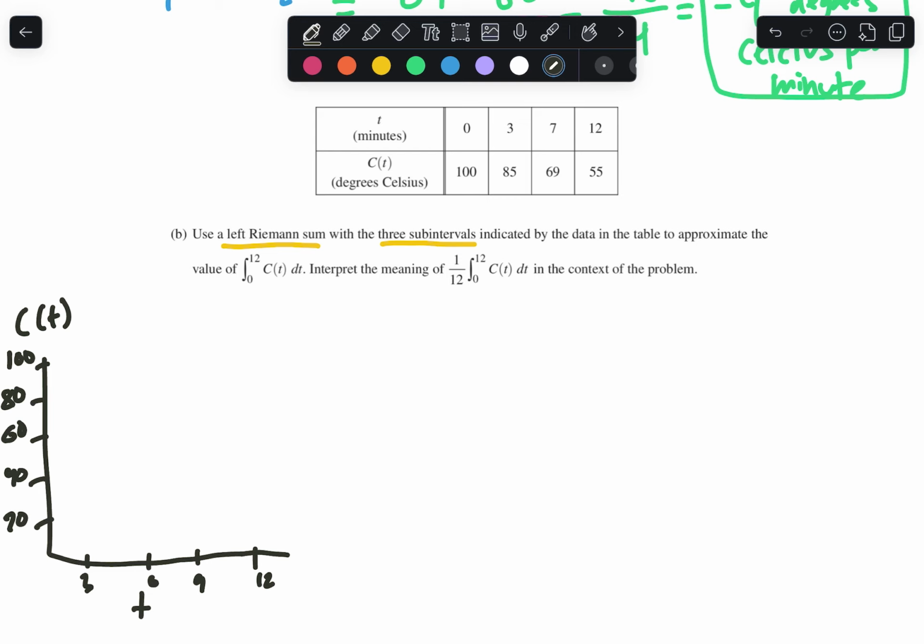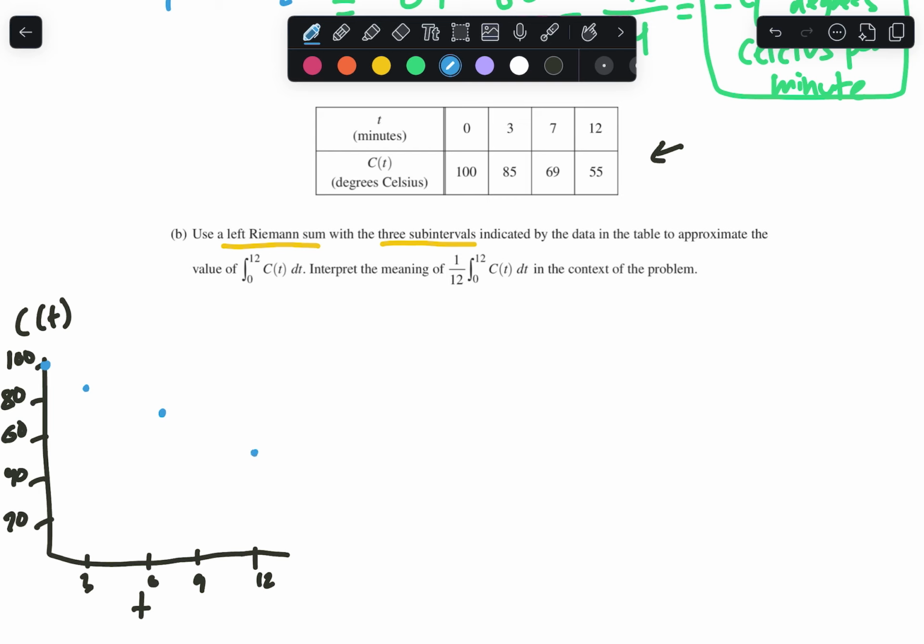And let's go ahead and plot all the points in this graph. So at t equals 0, our C of t is 100. So let's go ahead and plot that point there. At t equals 3, C of t is 85, so that'll be here maybe. At 7, it is 69, so that's like here maybe. And then at 12, it's at 55. So these are our points.